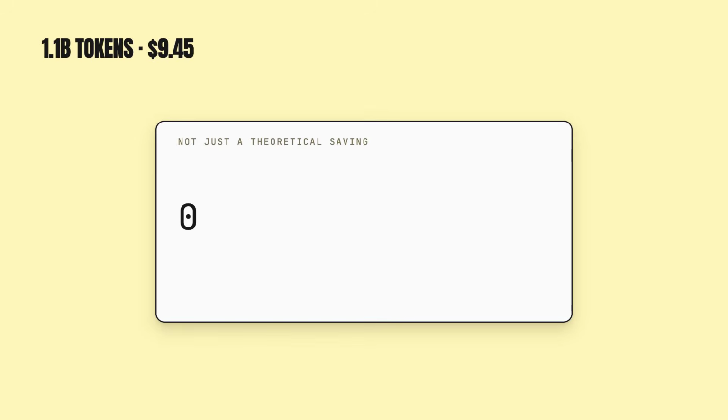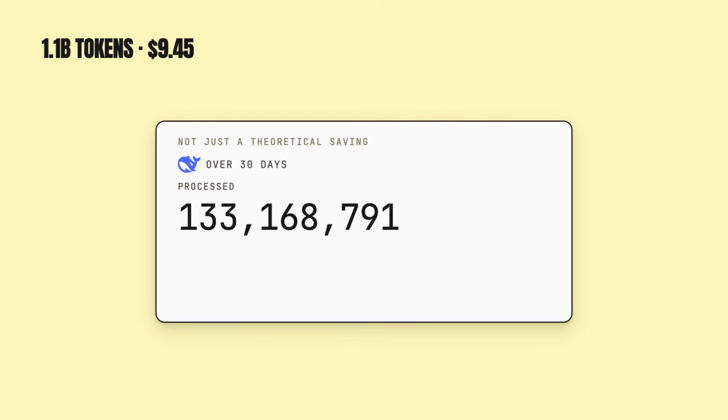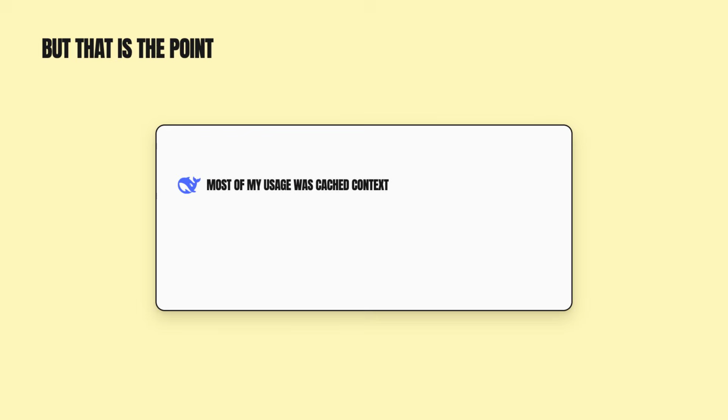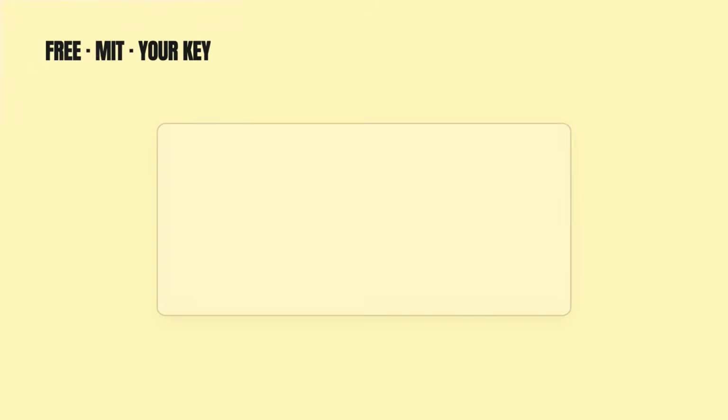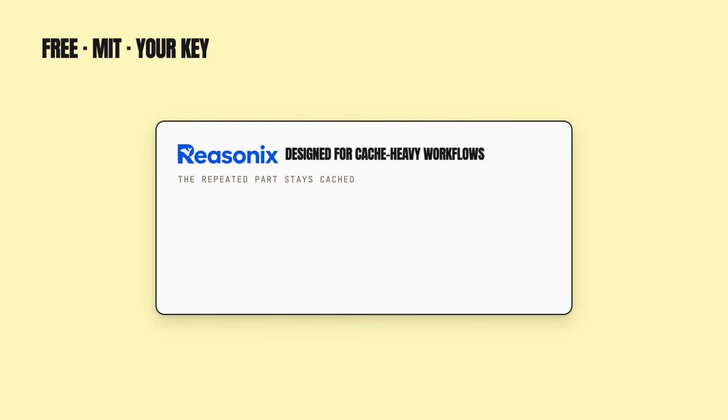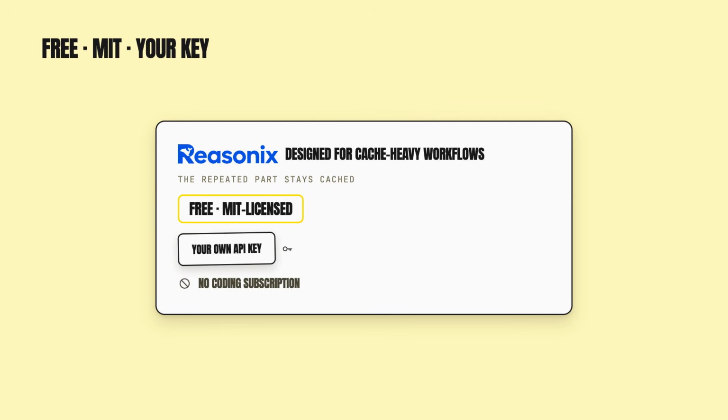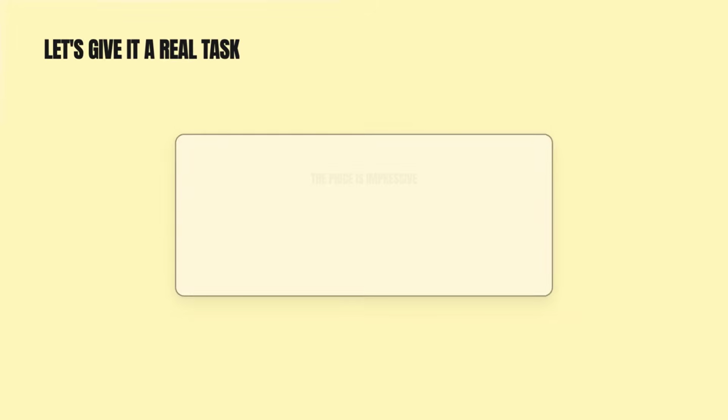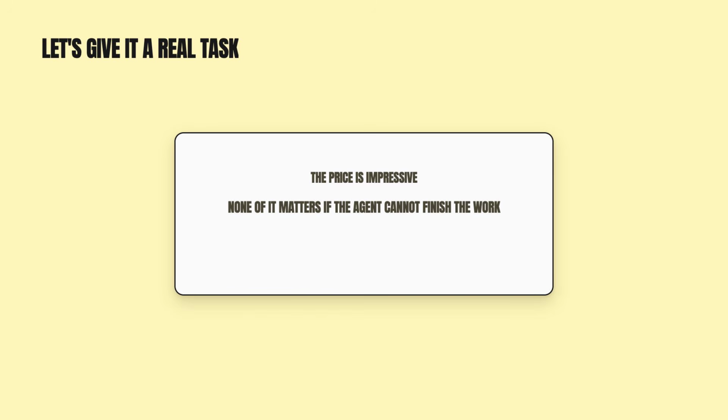This is not just a theoretical saving. Over 30 days, my DeepSeek account processed 1.1 billion tokens for $9.45. Most of my usage was cached context. So I'm not saying everyone will process a billion tokens for $10. But that is the point. Reasonix is designed to create this kind of cache-heavy workflow. Reasonix itself is free and MIT licensed. You bring your own API key, and there is no additional Reasonix coding subscription. The price is impressive, but none of it matters if the agent cannot finish the work, so let us give it a real task.